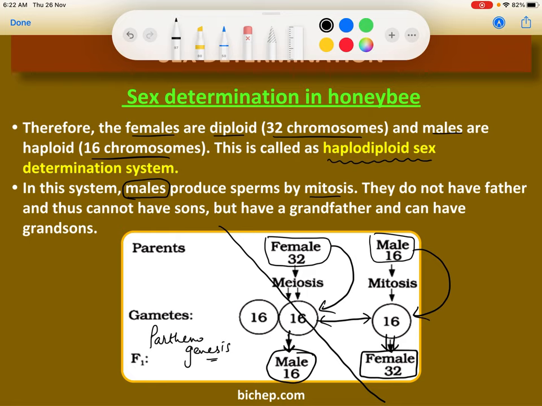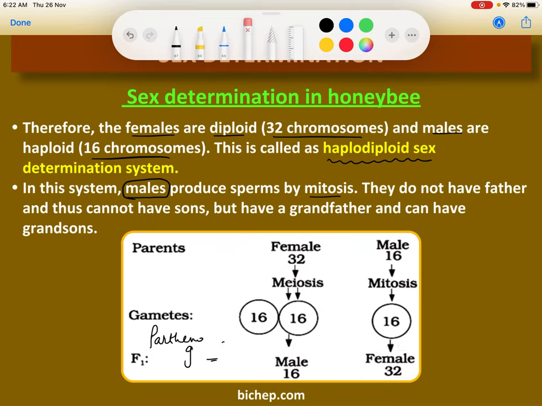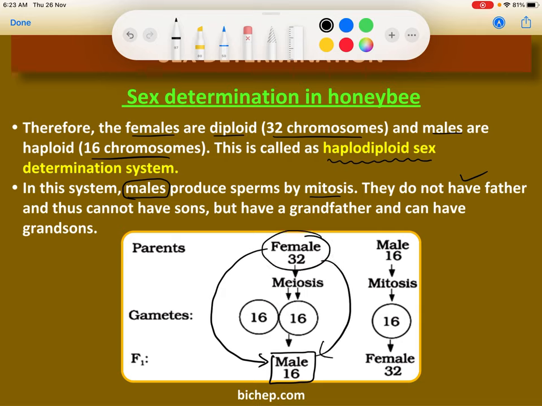They don't have father and thus cannot have sons. Look, if I talk about males, if you see parental generation of male, this is male. It is produced only by female and there is no role of the other male to produce the male offspring. So they do not have father in that sense. Ready? That is why if I say only female can produce the son, not male, because if male is involved in the reproduction, they always produce female. Ready? So they don't have father and they cannot produce the son.